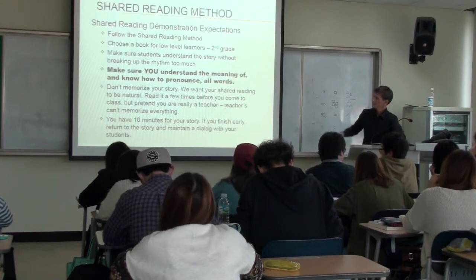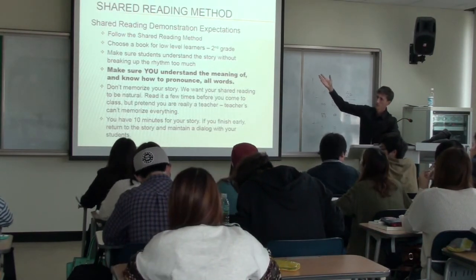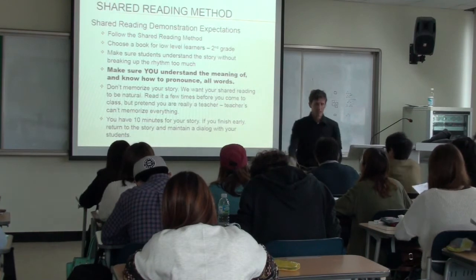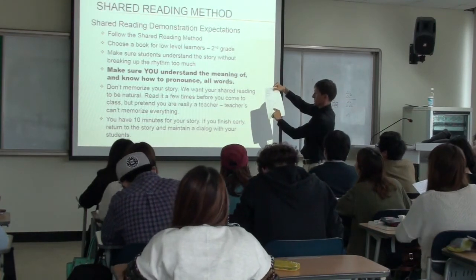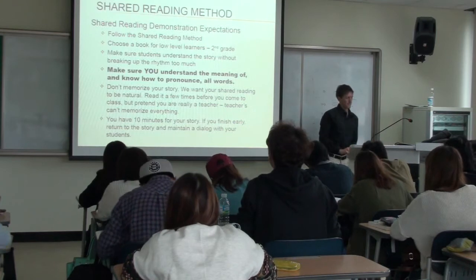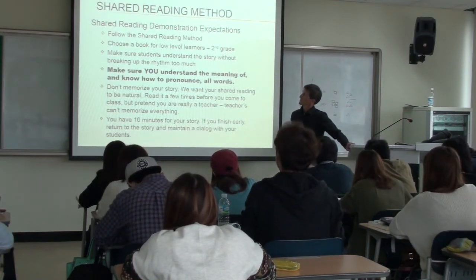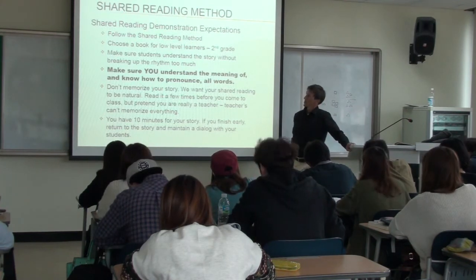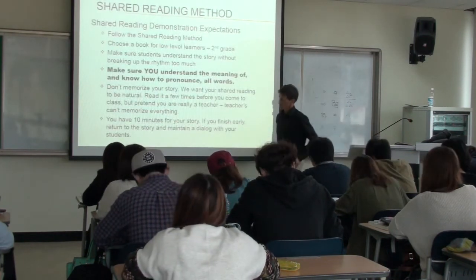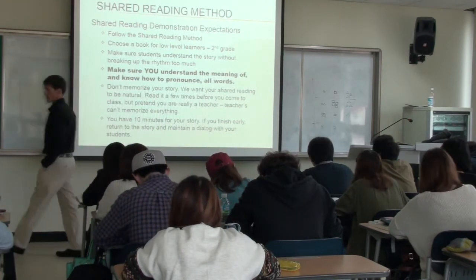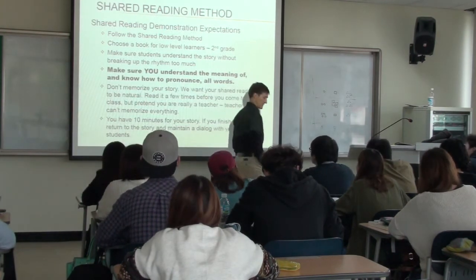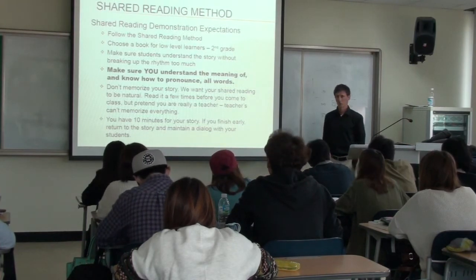All right, this right here is the method that we will evaluate you by next time that you come to class. So probably in the section where it says write down the demonstration expectations, this is what we will evaluate you on. Follow the shared reading method. Hopefully you took good notes of the shared reading method. Choose a book for low-level learners, second grade. This will be second grade Korean students. You will choose an English children's book that'll be for Korean second graders.